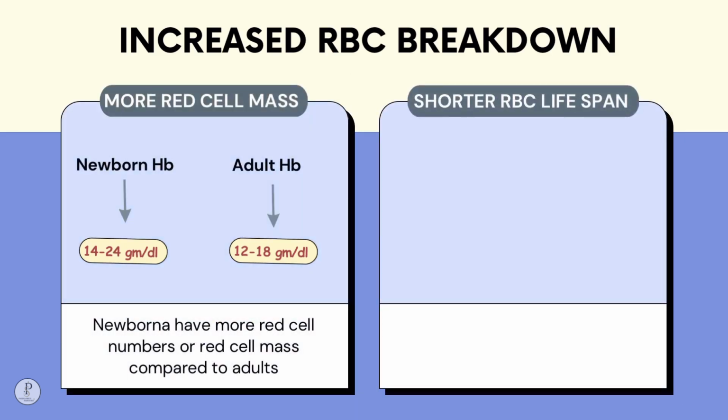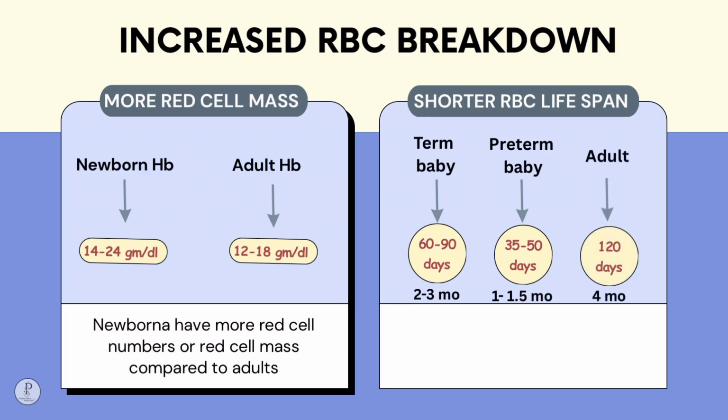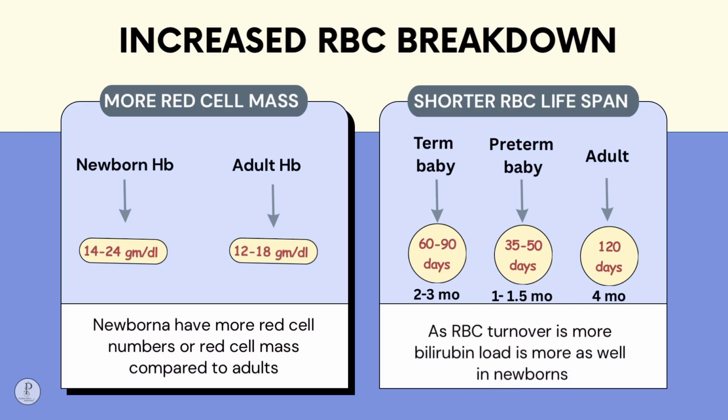Second reason is shorter RBC lifespan. In term baby, RBC lifespan is 60 to 90 days, that is 2 to 3 months. In preterm baby, it is 35 to 50 days, that is 1 to 1.5 month. As against adults, where it is 120 days, that is around 4 months. As RBC turnover is more, bilirubin load is more as well in newborns.